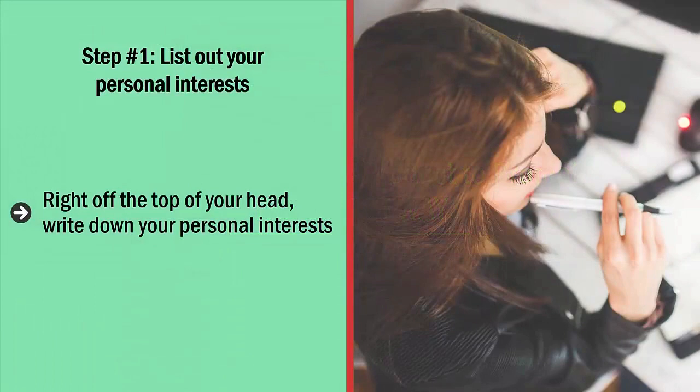Step 1. List out your personal interests. Right off the top of your head, write down your personal interests. These should be topics that you love talking about and are so interested in that you would talk about them even if you're not getting paid.